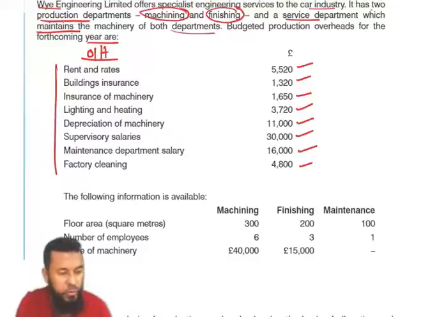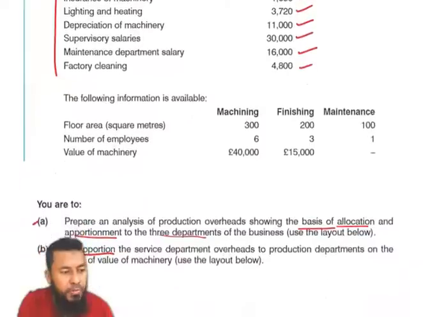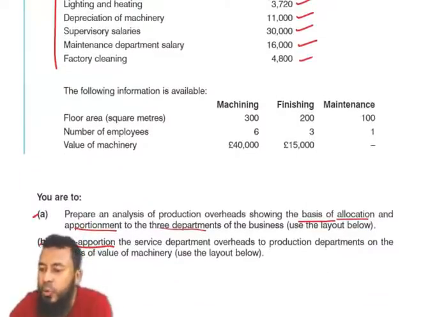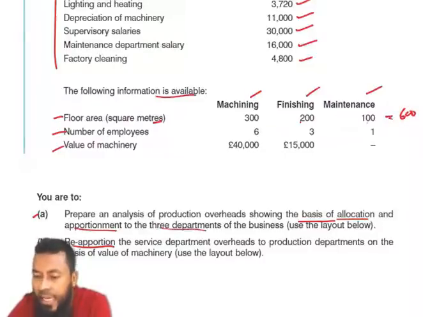We need to do some little working. The bases of apportionment are given here. Following information available: floor area, number of employees, and value of machinery. Floor area in machining, finishing, and maintenance in square meters: 300, 200, 100, total 600 square meters. Number of employees working in machining 6, finishing 3, that's 9, and 1 in maintenance, 10 people.